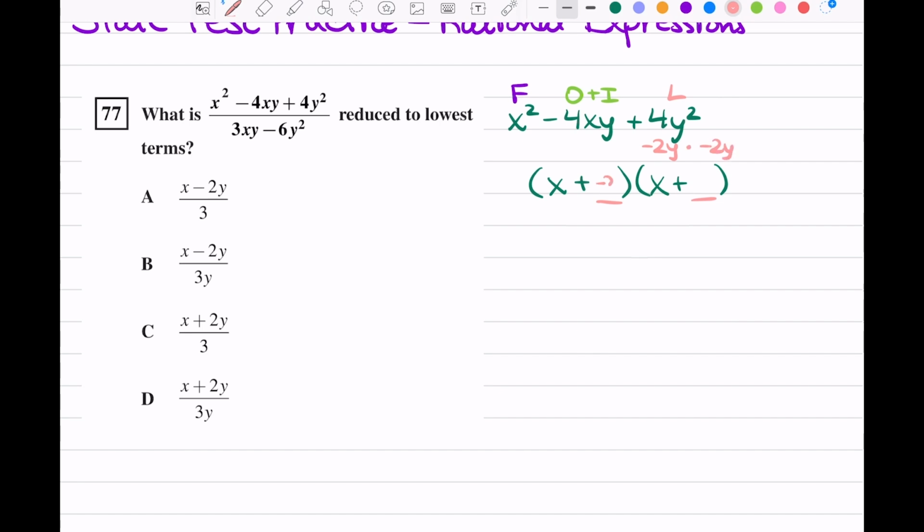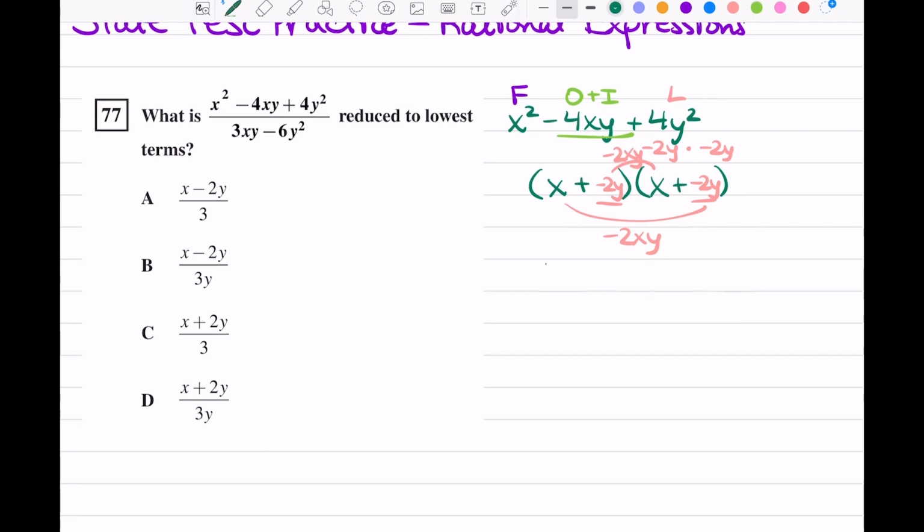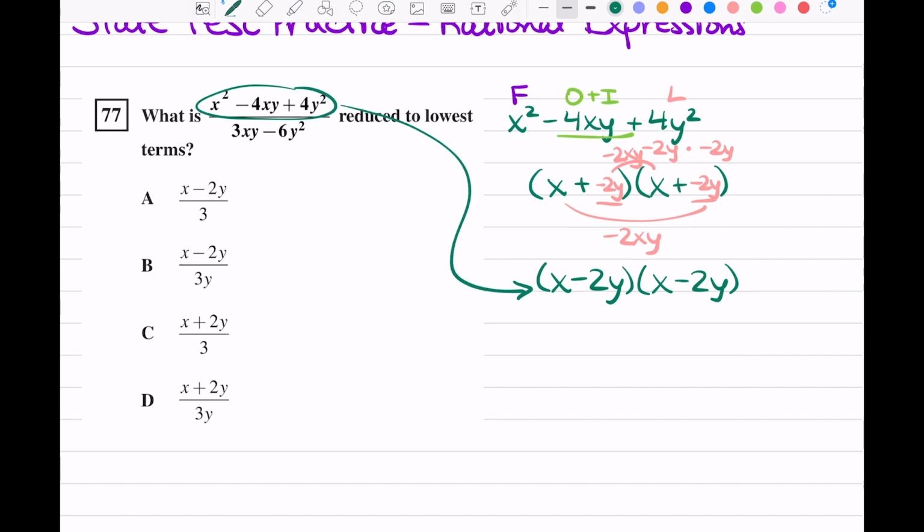So we could have negative 2y times negative 2y. Let's see if that works. Our O is negative 2xy, and then our I is negative 2xy. If you add those together, you get negative 4xy. So we found our two factors. Cleaning it up, we'd get x minus 2y times x minus 2y. So that's what our numerator turns into.